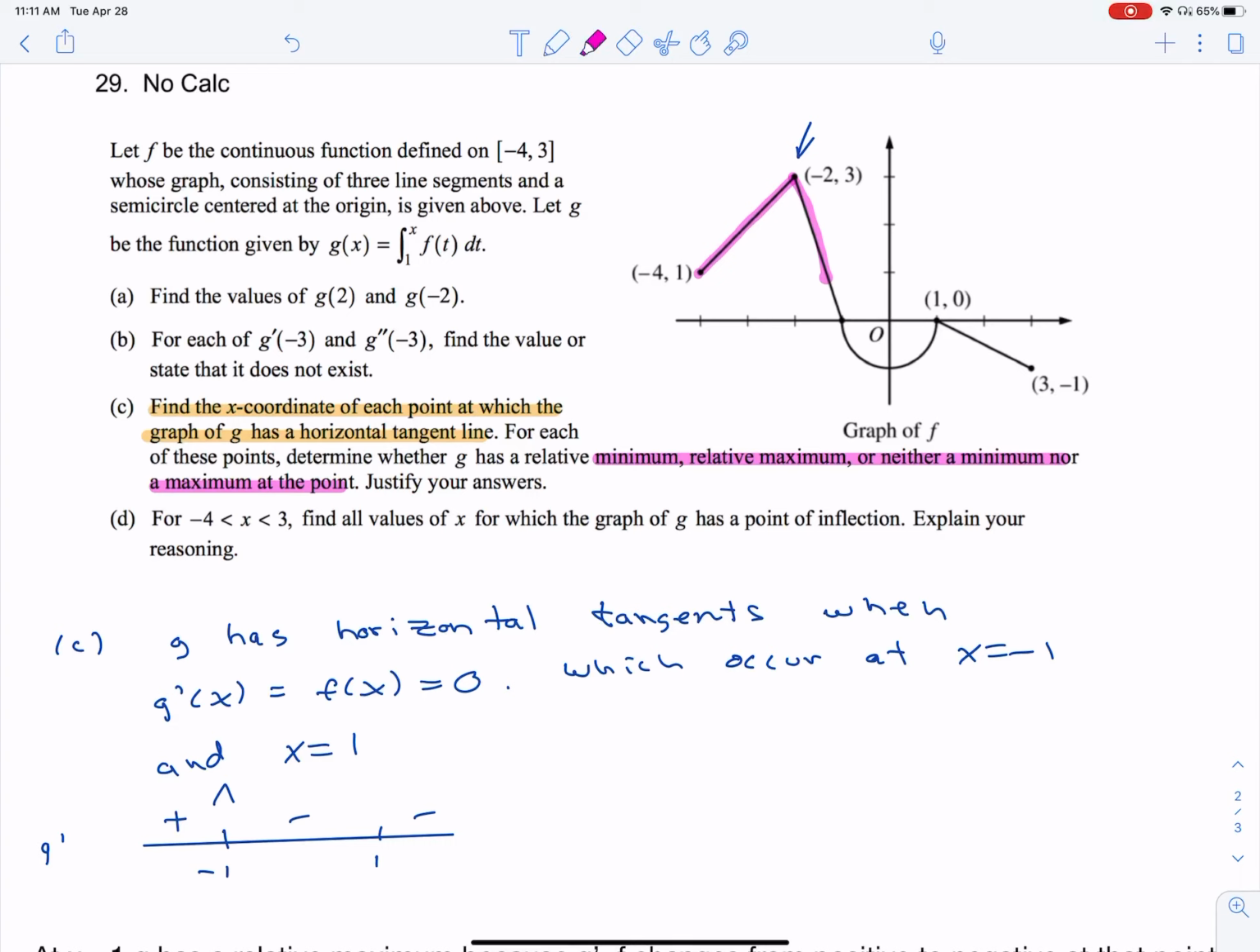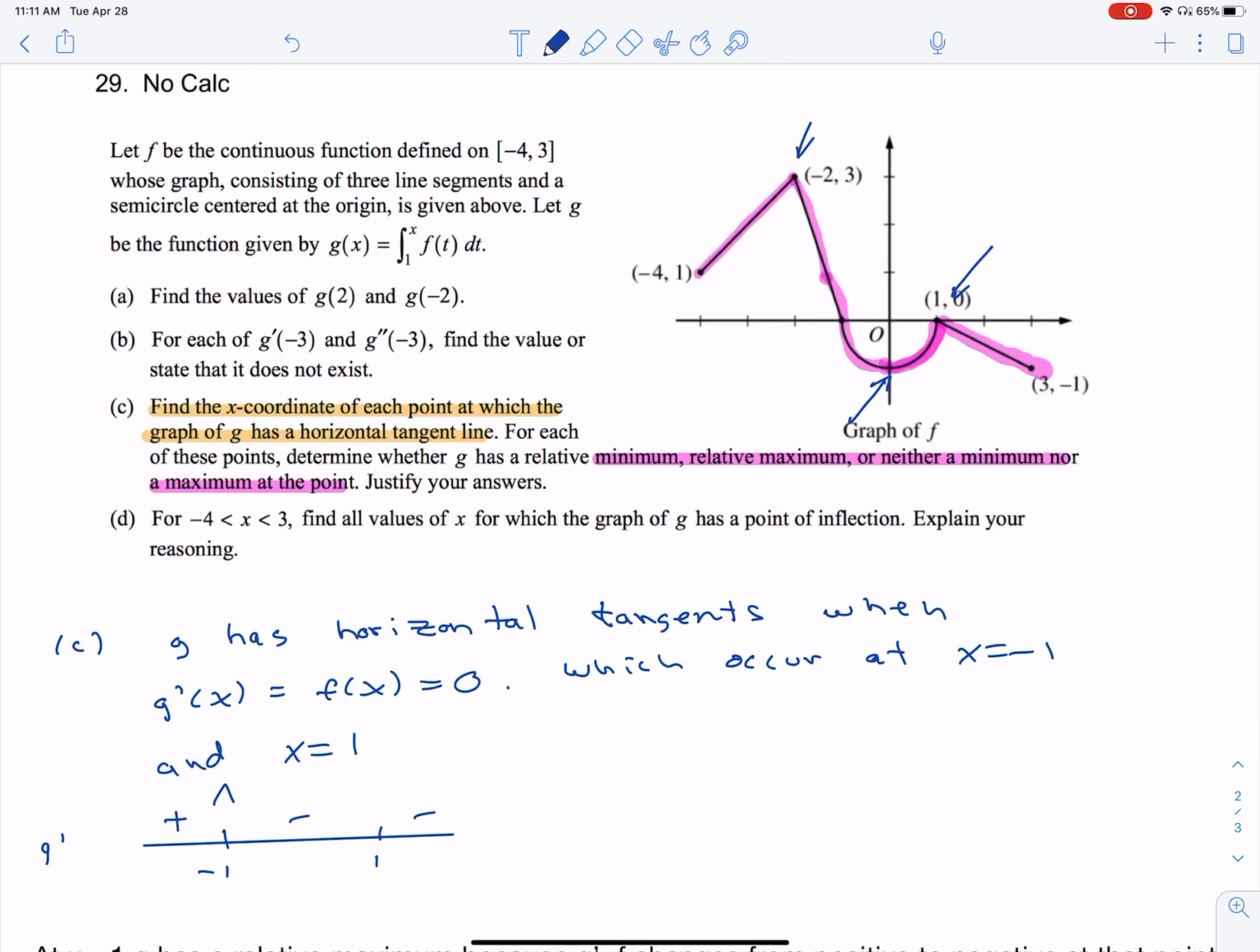Then we're decreasing, and now increasing. So at x equals 0, there's an inflection point. And then finally, we are increasing, decreasing. So we have an inflection point at x equals 1. So there are 3 inflection points. So we've discovered them, or we found them. Now we just need to put it all together.